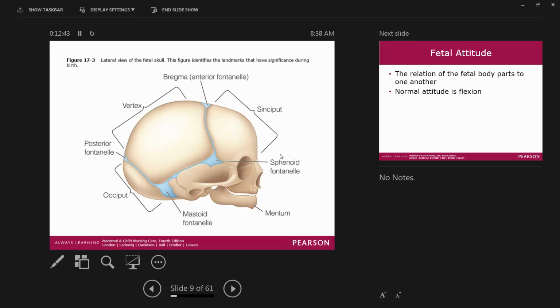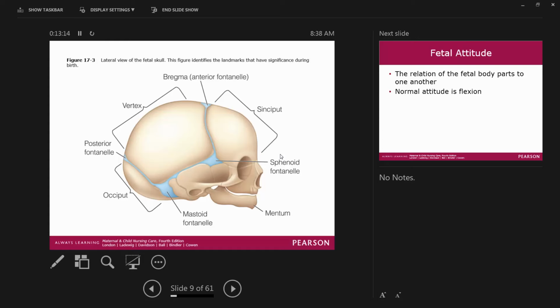And you might even start feeling, oh wow, I think those are eyeballs. But the mentum, if you've got a baby coming down like this through the cervix, that head is not going to be delivered, for one, or you're going to break the baby's neck. But you'll know you've got that chin. So instead of baby being flexed like we like, this baby is like this.